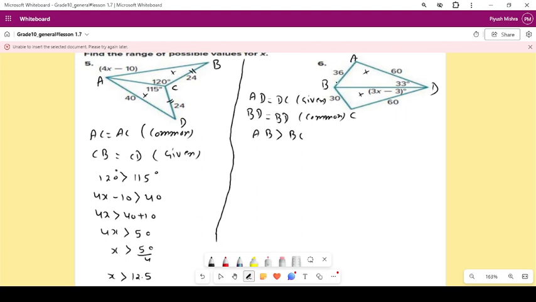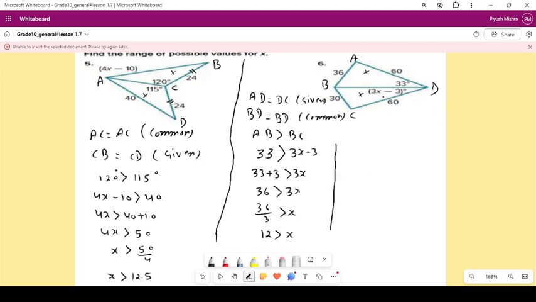So because AB is greater, it means 33 will be greater than 3x minus 3. Solve it further. It will give you 33 plus 3 is greater than 3x, or you can see 36 is greater than 3x, or you can say 36 by 3 is greater than x, or I can say 12 is greater than x. Okay, further solve it.